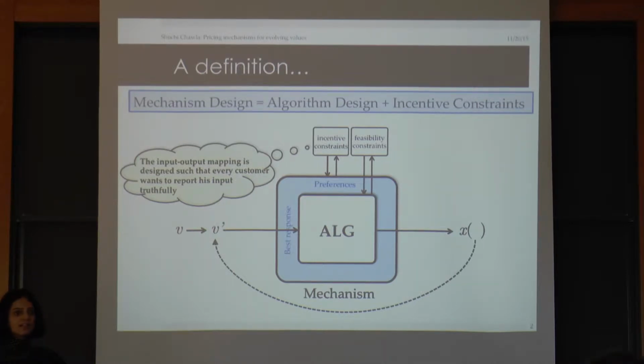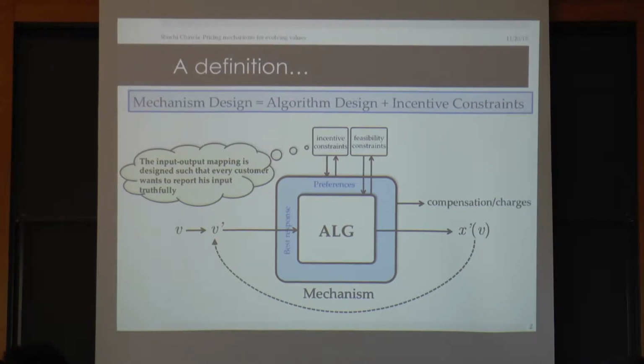And what do the incentive constraints say? Well, they say that the mapping from this input to the output should be designed in such a way that every customer is happy revealing their true value to the system so that we can carry out the optimization correctly. Okay? If customers change their input, then we have no guarantee for how the optimization works out. So that's what we mean by incentive constraints.